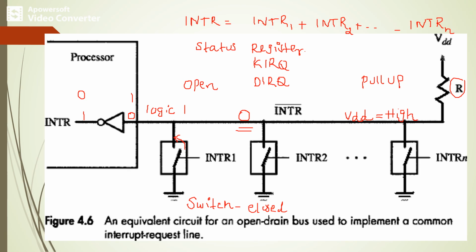Also, if two or more devices have activated the line at the same time, then one of them will get the service first, followed by the other device waiting for the service.